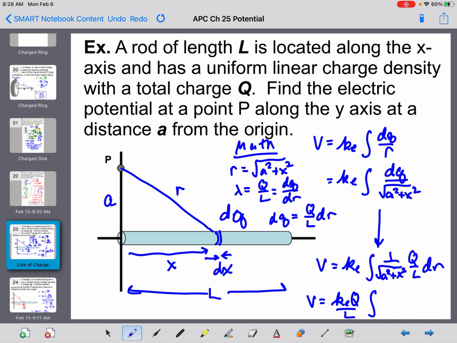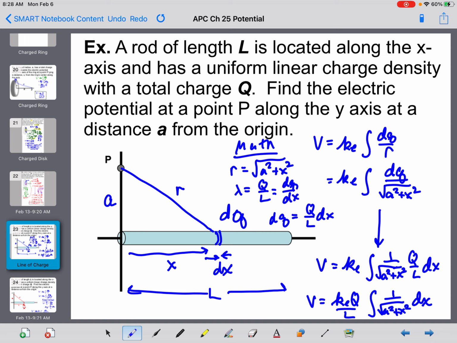Hey, look at that, I got to back up. This is not a dr, it's a dx. Sorry about that. Now we have that fixed. When we factor out, we end up with 1 over the square root of a squared plus x squared dx. So now we have one variable, x, and we're integrating with respect to x. But this doesn't work for u substitution. For it to work, I need an x in the numerator, and I don't have an x in the numerator.